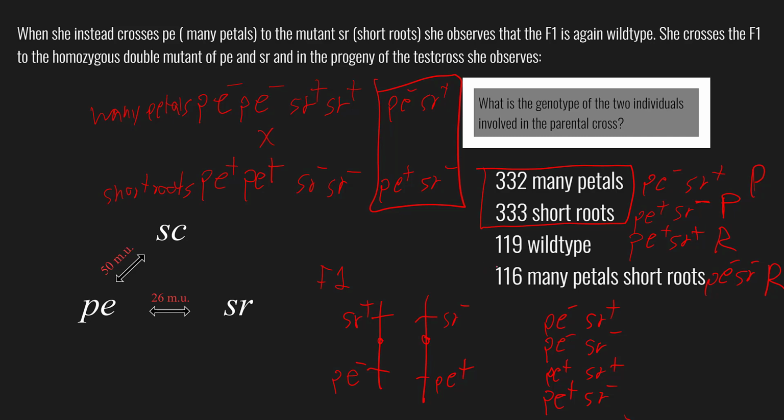Now, what is the probability of observing each of the different babies? Well, it's going to be 26% divided by 2, which equals 13%.